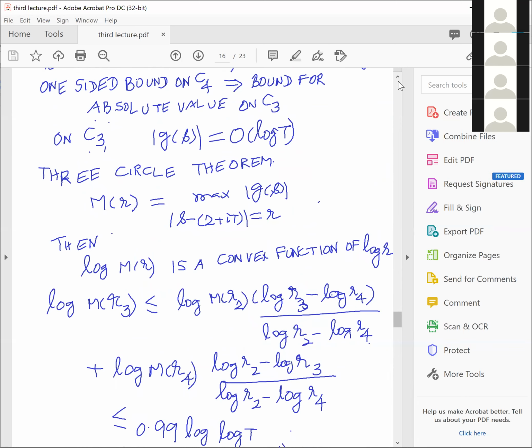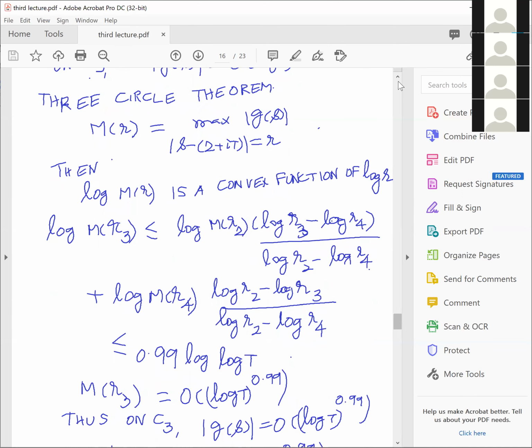MR is the maximum of the function. Outside this function, the maximum is log T. Therefore, log MR is log log T. For the outside circle, log MR is log log T. For the inside circle, log MR is 1.